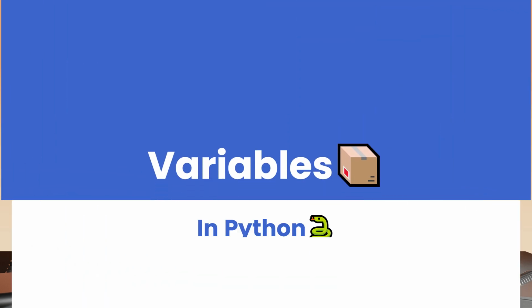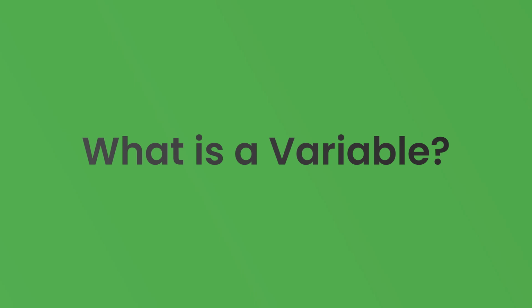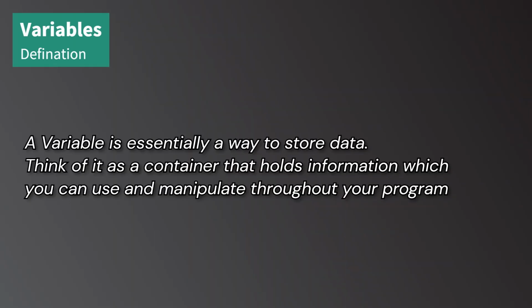Specifically, we are going to talk about variables. So let's get started. First things first, what exactly is a variable? In Python, a variable is essentially a way to store data. Think of it as a container that holds information which you can use and manipulate throughout your program.